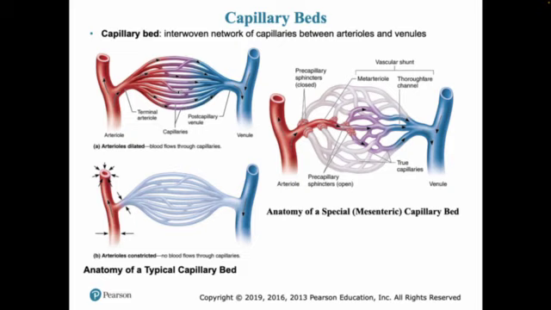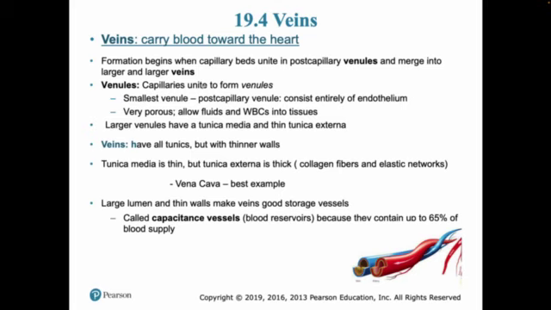Now this capillary bed leads into the venule. Like arteriole, there is also venule. So the next blood vessel is venule, and after that the next blood vessel is vein. And veins, unlike artery, which carries blood from the heart, carry blood towards the heart.